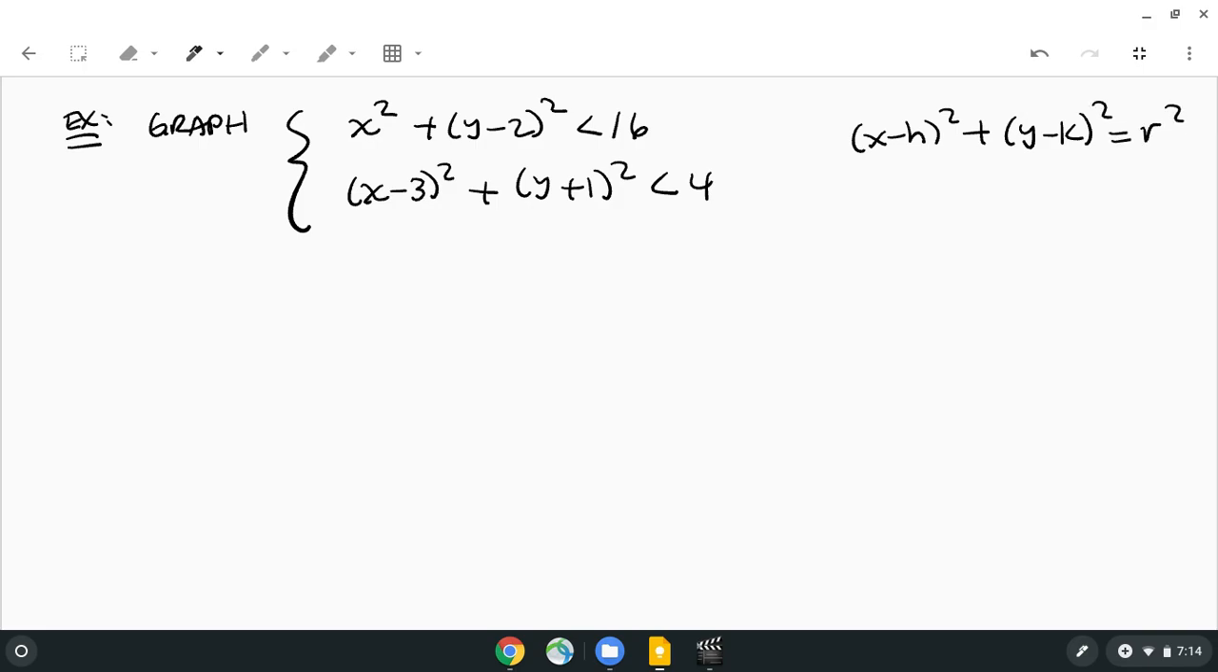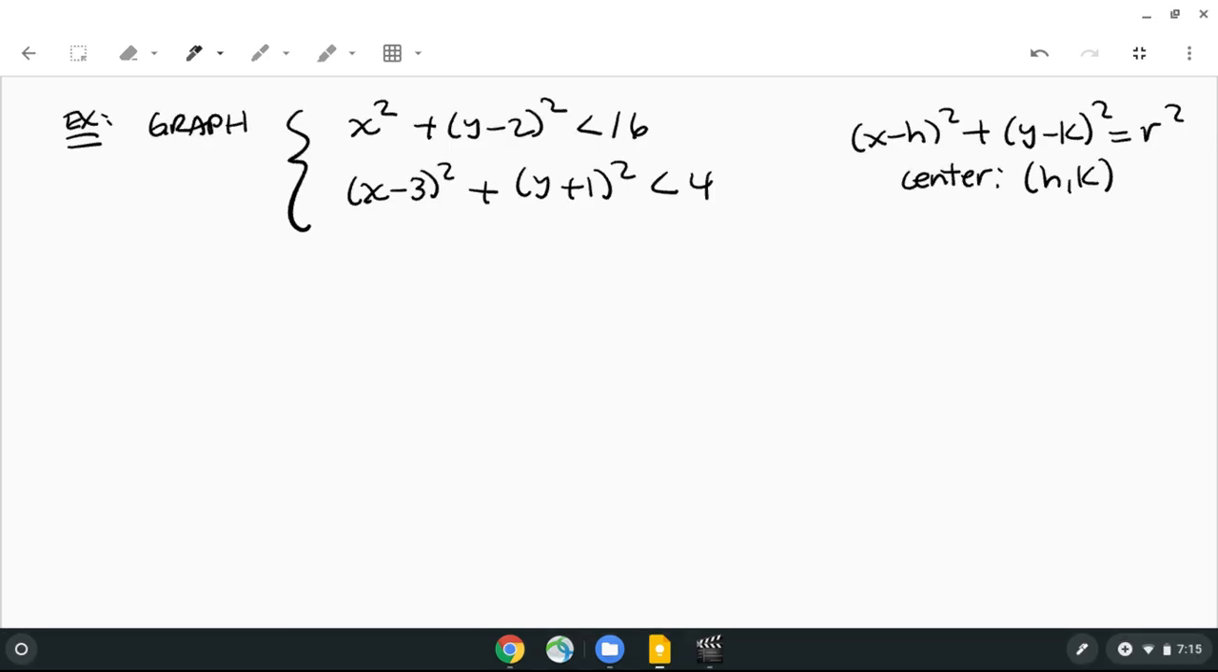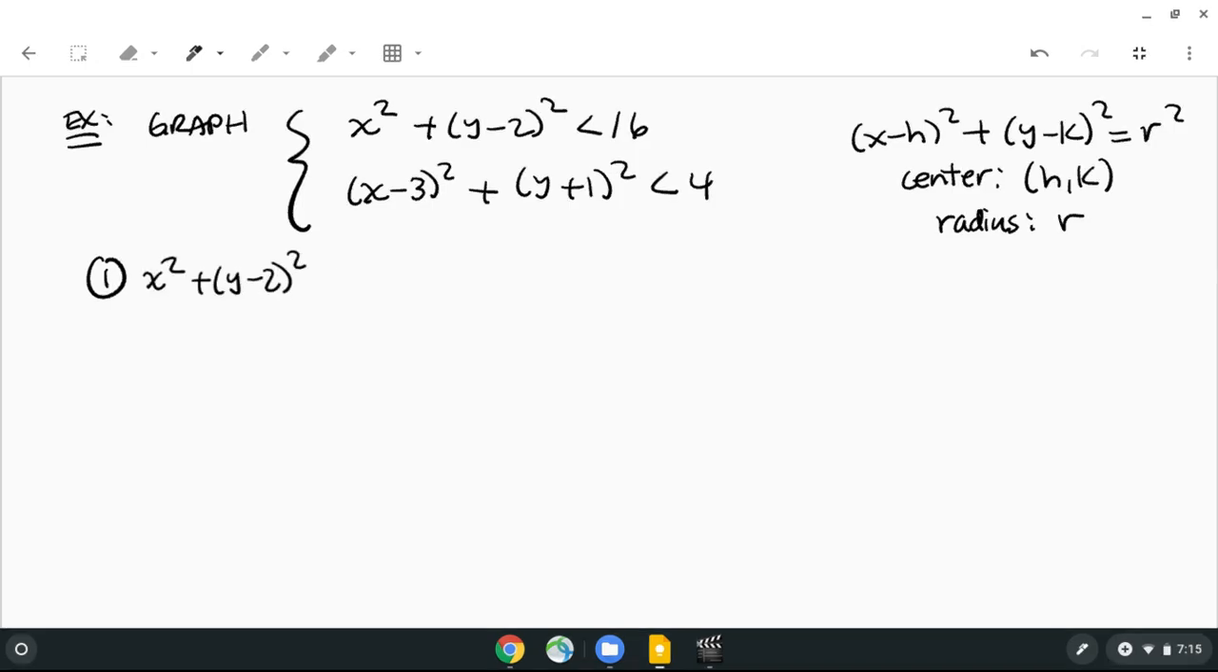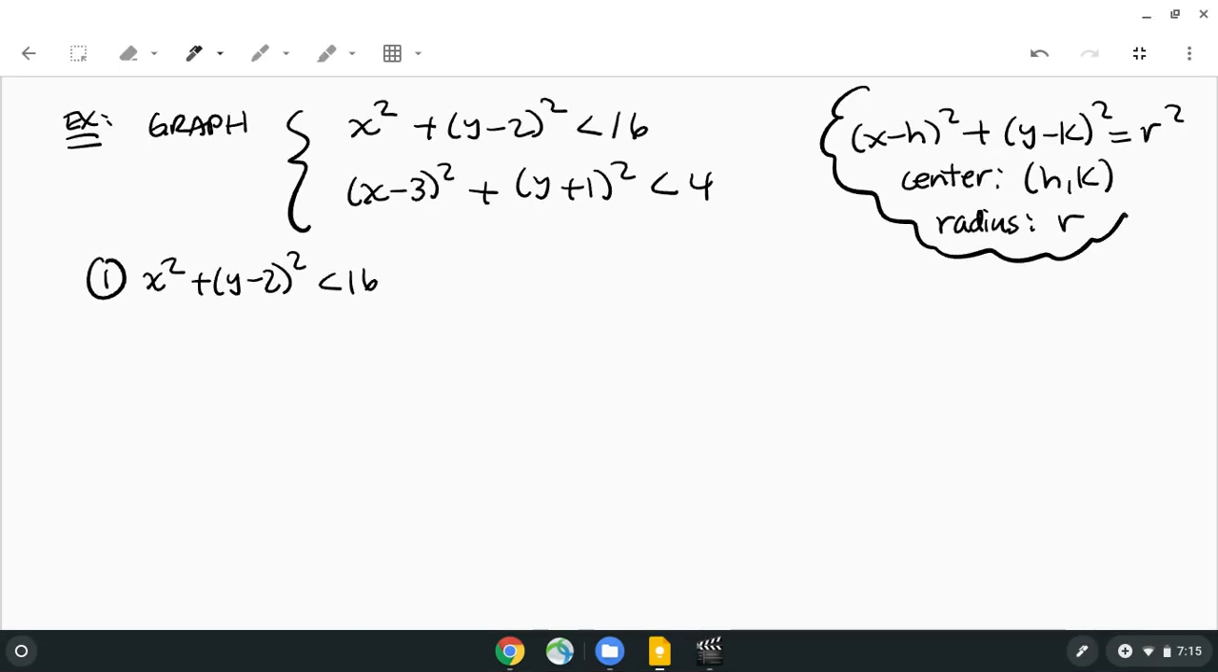Okay, and if it's written in this form, then you know some things about it. You know the center is at (h, k), and you see here it's minus h and minus k, so it'll be the opposite. And your radius would be r, not r squared, but r. All right, so let's take a look at that first one. x squared plus (y minus 2) squared less than 16. This is in standard form of a circle.